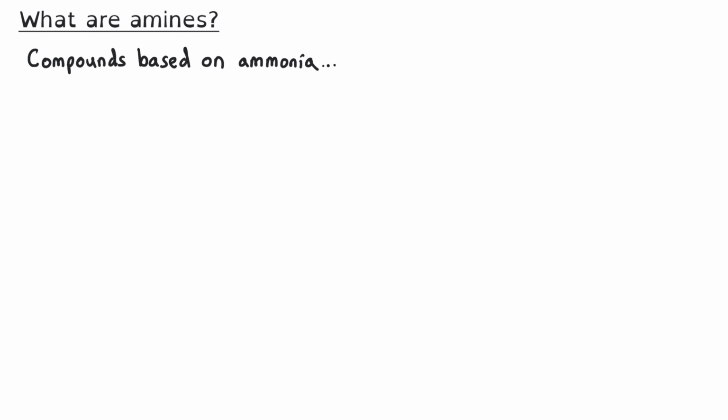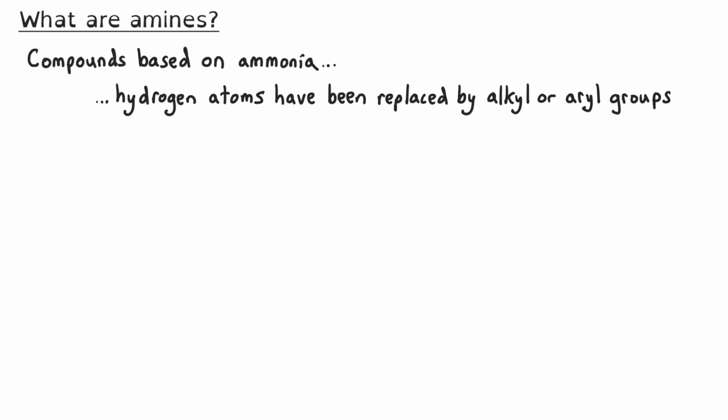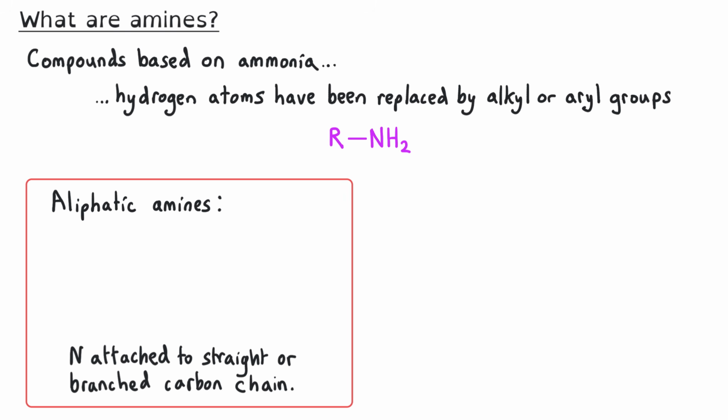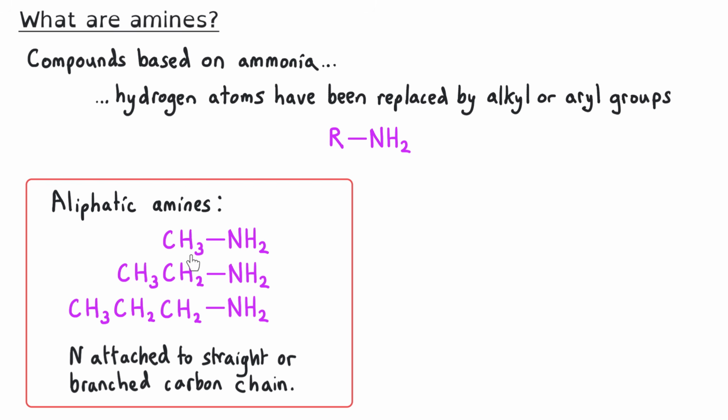Amines are compounds based on ammonia, where one or more of the hydrogen atoms has been replaced by an alkyl or aryl group, sometimes pronounced aryl. So we could, for instance, have an NH2 group bonded to some kind of carbon-containing group, and we would represent this by the letter R. If the nitrogen is attached to a straight or branched carbon chain, it's called an aliphatic amine. And this is what we have here, where we've got the NH2 attached to a methyl group in this first molecule. In the second, it's attached to an ethyl group. And in the third molecule, it's attached to a propyl group.